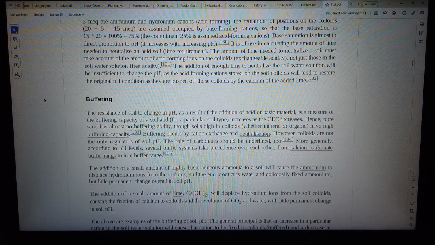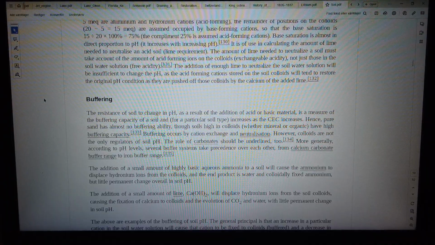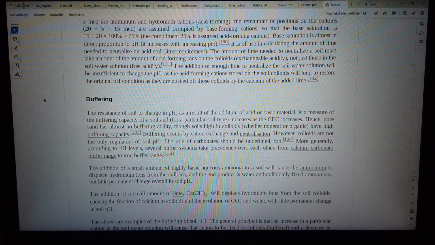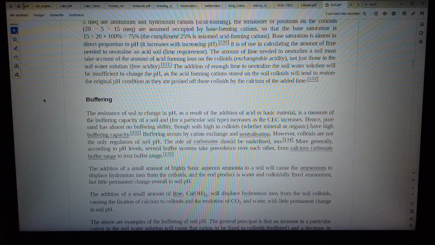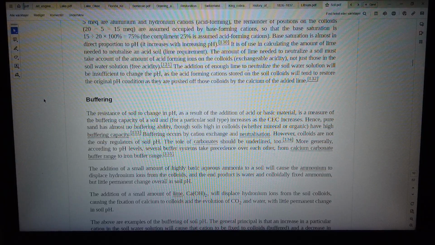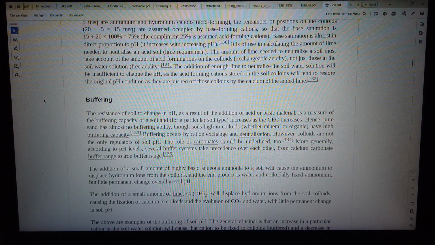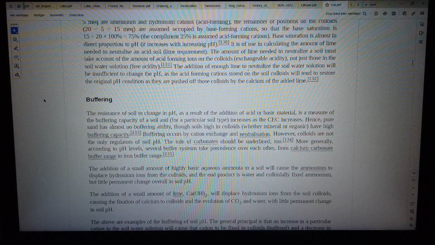130. It is of use in calculating the amount of lime needed to neutralize an acid soil. Lime requirement. The amount of lime needed to neutralize a soil must take account of the amount of acid-forming ions on the colloids, exchangeable acidity, not just those in the soil water solution, free acidity. 131. The addition of enough lime to neutralize the soil water solution will be insufficient to change the pH, as the acid-forming cations stored on the soil colloids will tend to restore the original pH condition as they are pushed off those colloids by the calcium of the added lime.